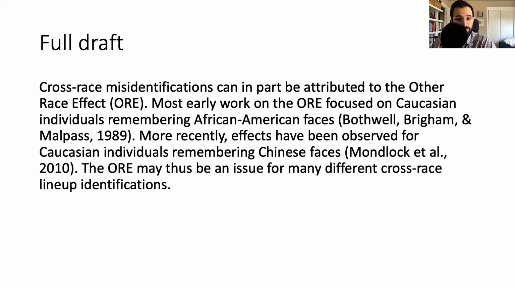If we flesh that out a little bit, it might look something more like this if I add, say, an intro and a conclusion sentence around my two others. So I've added the beginning framing in which I say cross-race misidentifications can in part be attributed to the other race effect. And that's sort of moving from my topic that we stated at the beginning of this video into the question that this specific paragraph is going to answer. And then at the end, I say the ORE thus may be an issue for many different cross-race lineup identifications. You could even get more specific with that and say not just those done in a Caucasian and African American cross-race identification situation.